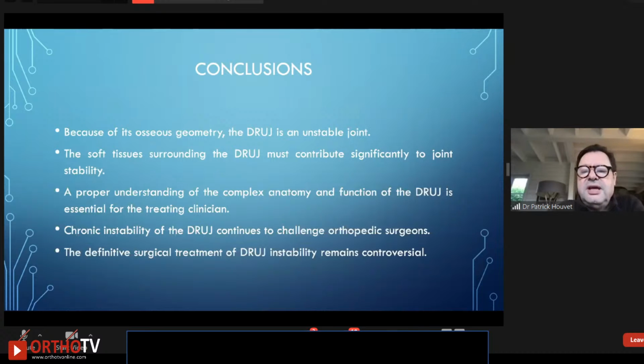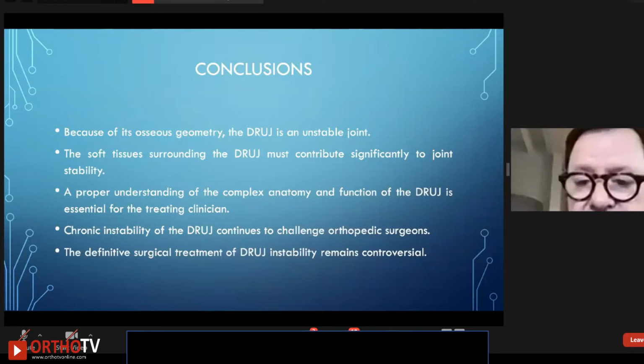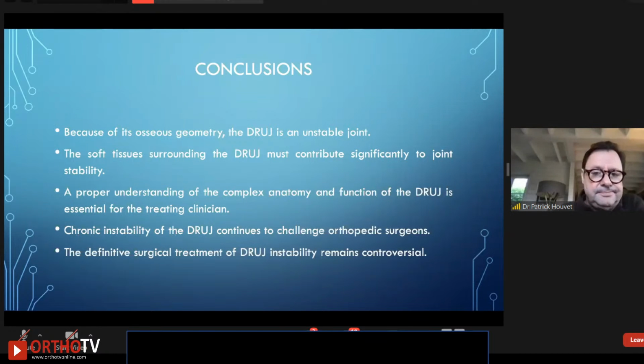In conclusion, because of its osseous geometry, the distal radioulnar joint is an unstable joint. The soft tissues surrounding this joint must contribute significantly to joint stability. So a proper understanding of the complex anatomy and function of the distal radioulnar joint is essential for the treating clinician. Chronic instability of the joint continues to challenge orthopedic surgeons, and finally, the definitive surgical treatment of this instability or these instabilities remains controversial. Thank you.